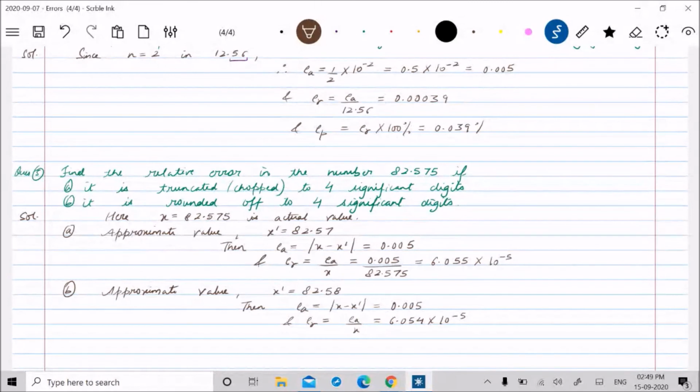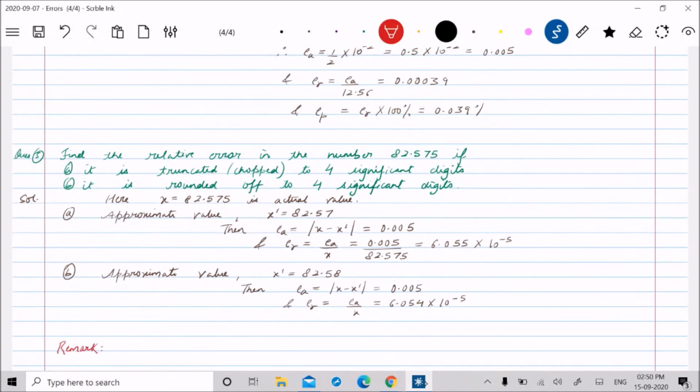So what do you think, which is a good answer? Which is good? Rounding off is good or truncating is good? Rounding off is better because it is giving the less relative error, right? So absolute error is coming out to be the same in both cases, and as I already said, absolute error is very misleading in certain cases. So if you compare the relative error, the second case, case B, is good. So that's why you can say that rounding off is preferred over truncating, or chopping, both words are used. Remark is that rounding off is better than chopping or truncating.